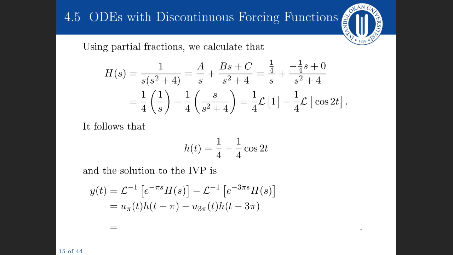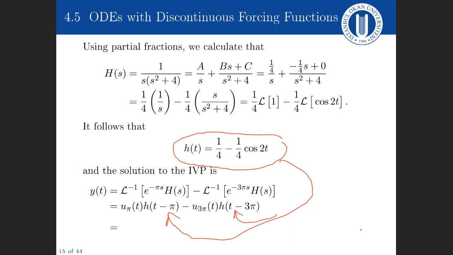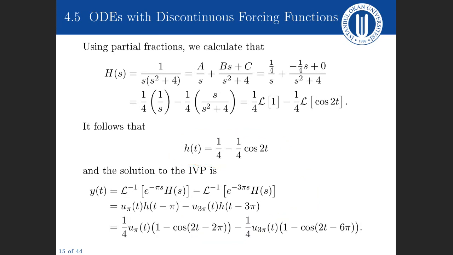And that's what we need. We just need to take our function of h and substitute it in here. First, we'll replace every t by t minus pi, and then secondly, we'll replace every t by t minus 3 pi. So there it is. Instead of cos 2t, we need to have cos 2t minus 2 pi. And instead of cos 2t, we replace that by cos 2t minus 6 pi.